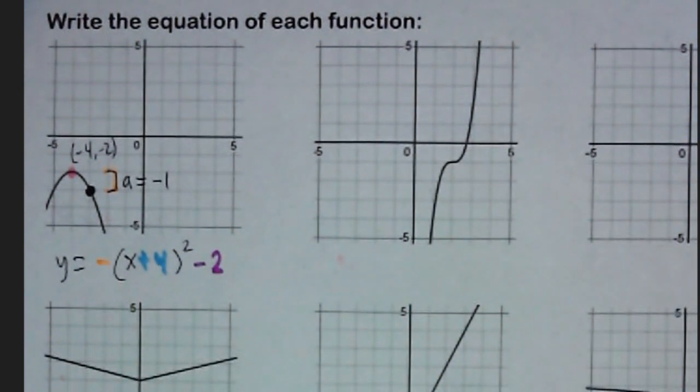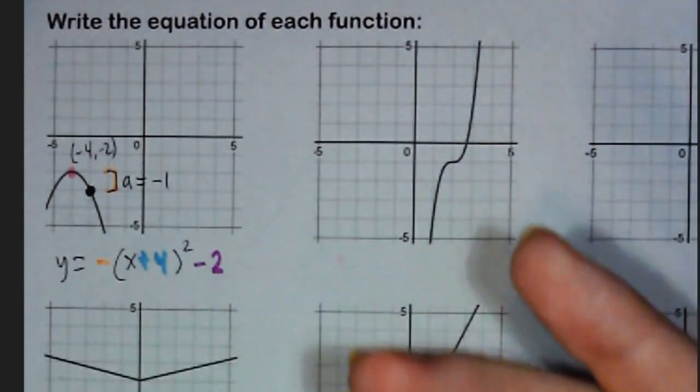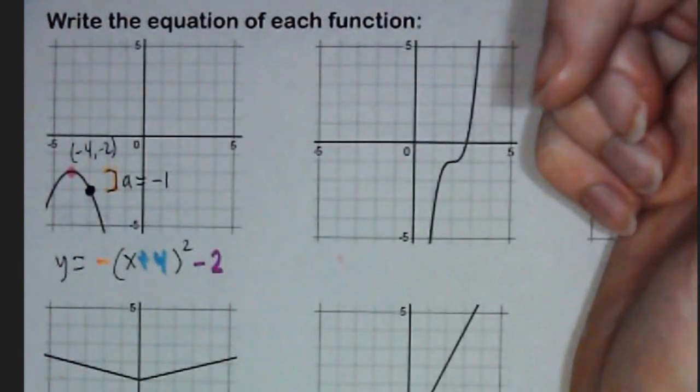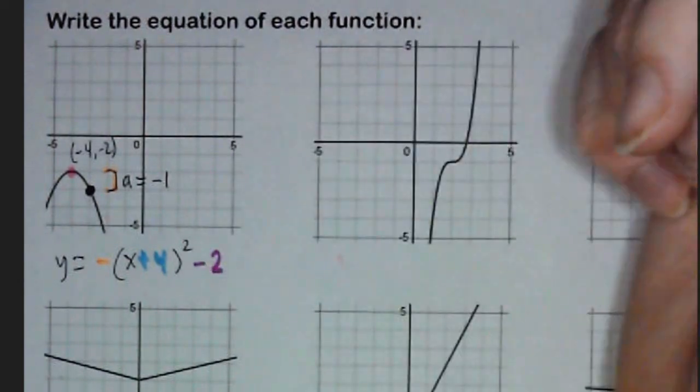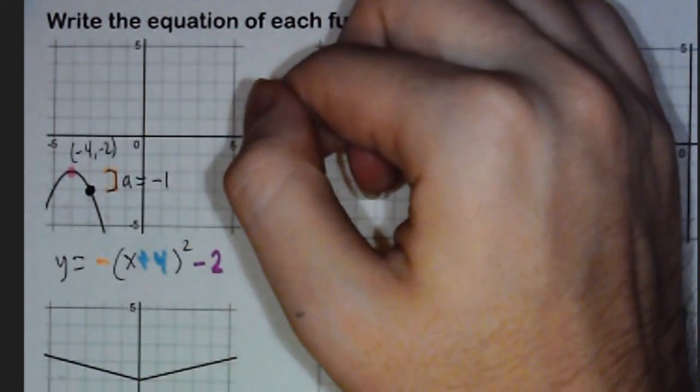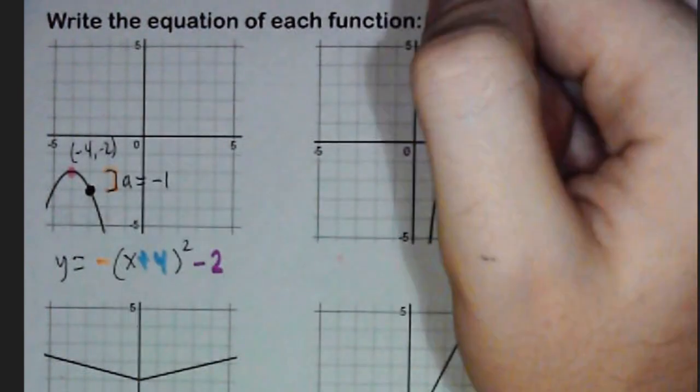And this lines up with what we learned about transformations, right? Because it has a left shift 4, which is where the x plus 4 comes from, a downshift 2, which is where the minus 2 on the end comes from, and then it has a reflection across the x-axis. So that's where the negative comes from.